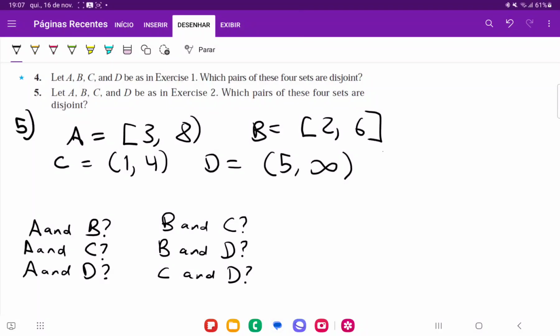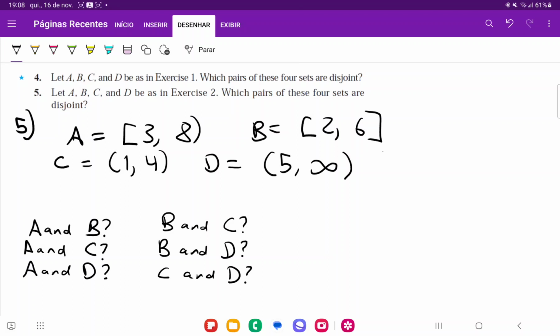Okay, so for number 5, we're given A, B, C, D, the sets as in exercise 2, and I've just copied them here. And it's asking us which pair of these 4 sets are disjoint. So remember that a pair is disjoint if they have no values in common. If they have at least one value that is in common, they are not disjoint. So first let's do A and B.